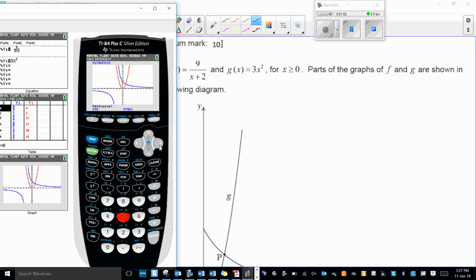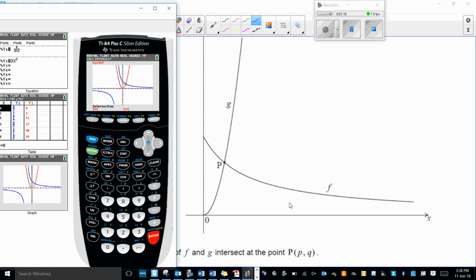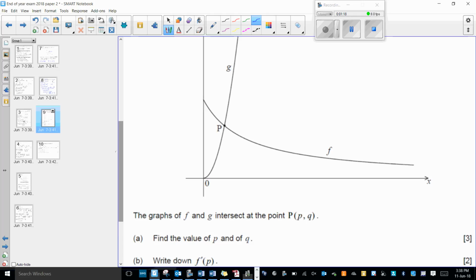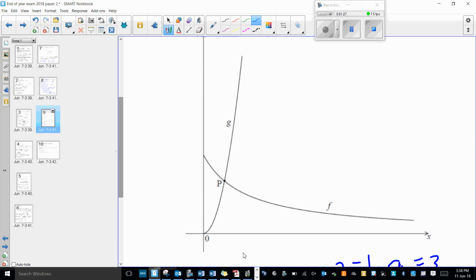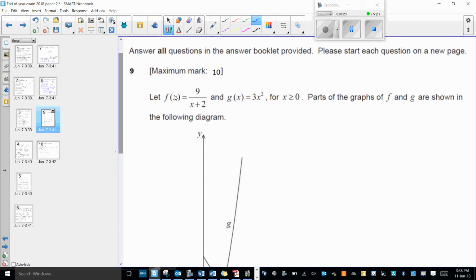So get close to the intersecting point. And it meets at 1, 3. So P is 1, Q is 3. Write down f dash P. Okay, so we're trying to find f dash x. So that's 9 over x plus 2.